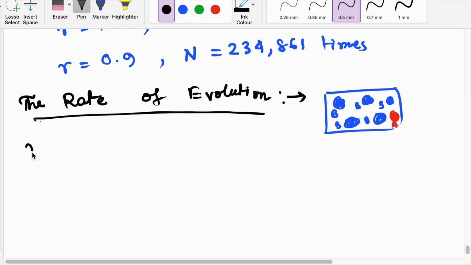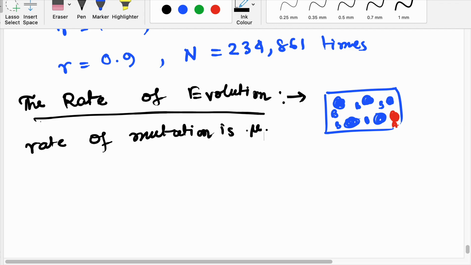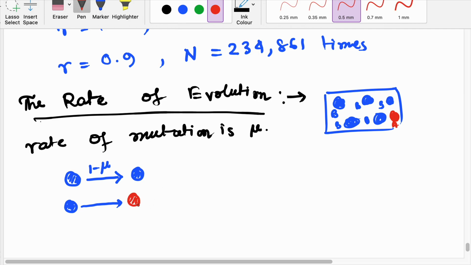The rate of mutation is mu. Now with 1 minus mu probability there will be no mutation, and with probability mu there will be. Let me write, now the process becomes that a B type individual will reproduce a B type individual with probability 1 minus mu, because no mutation is happening. Now one B type individual can produce one A type individual with rate mu. So this is the mutation rate.